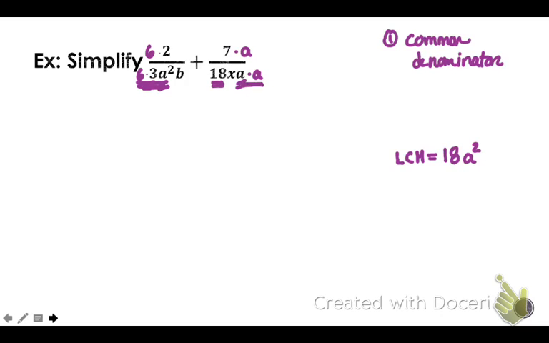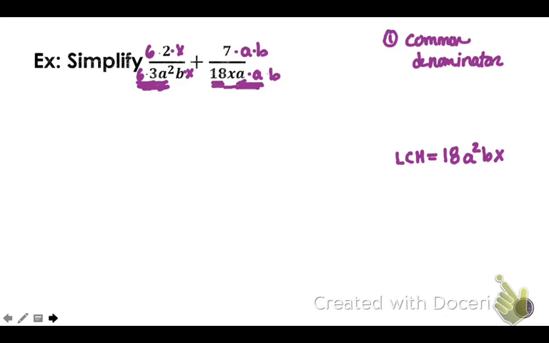Here's my 18a squared on the right. The right fraction has an x, so we need to put an x on the left fraction. Whatever we do to the top, we do to the bottom. And the left fraction has a b in the denominator, so we need to also make sure the right fraction has a b in the denominator. So our common denominator is actually going to be 18a squared bx.